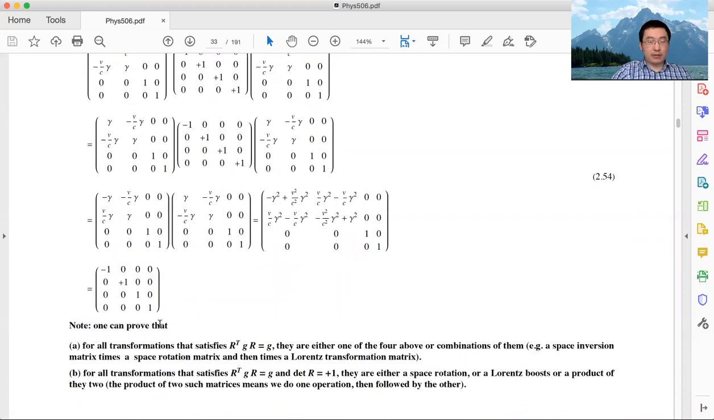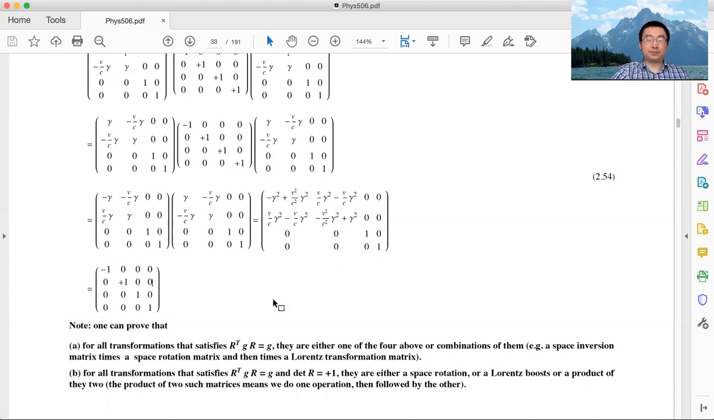Okay, and we can further prove that for any transformation, as long as it preserves the metric tensor or preserves the distance, then we can show that it's either one of these 4 or some combination of these 4. Combination means you first do, say, a spatial rotation, then a Lorentz boost, then a space invariant, then a time invariant. Any order you like, any combination would preserve the distance. So these 4 transformations and their combinations: if you have a transformation that preserves distance and preserves the metric tensor like this, it must be one of these 4 or their combination.